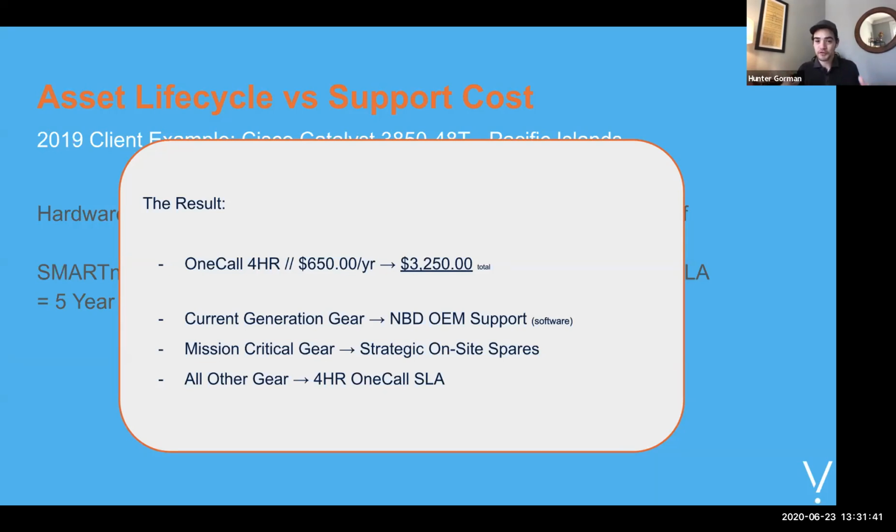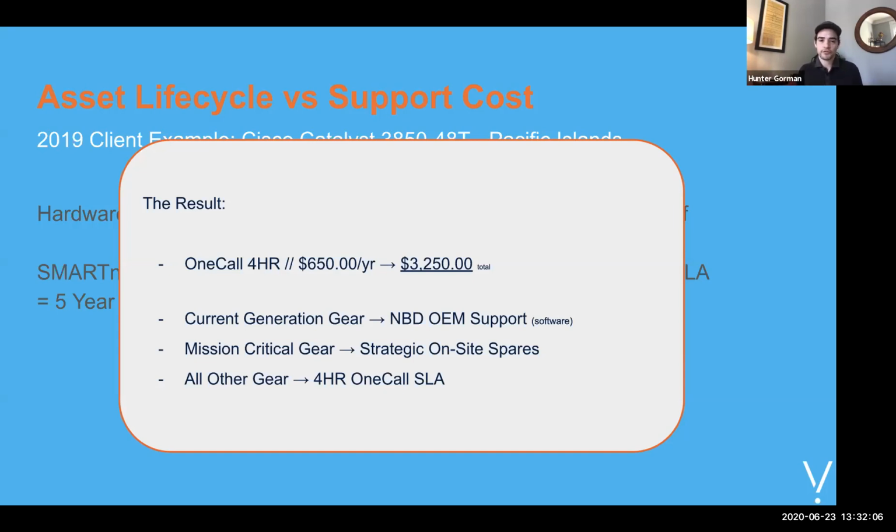Just for a holistic picture, what we also did is we took everything in that network, anything that was current generation, we stuck on NBD OEM support. We did that primarily for the software component that Aaron was speaking to earlier. For anything that was mission critical, the single points of failure, we did strategic on-site spares. And then basically everything else we wrapped into a nice bundle for a 4-hour one-call SLA.